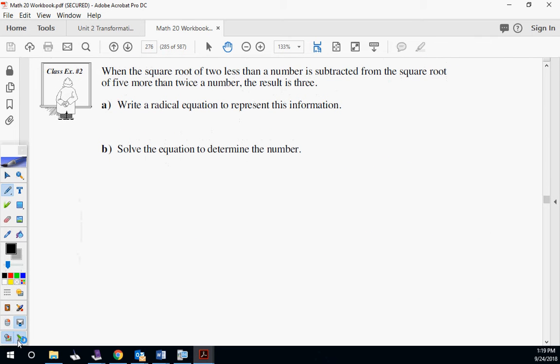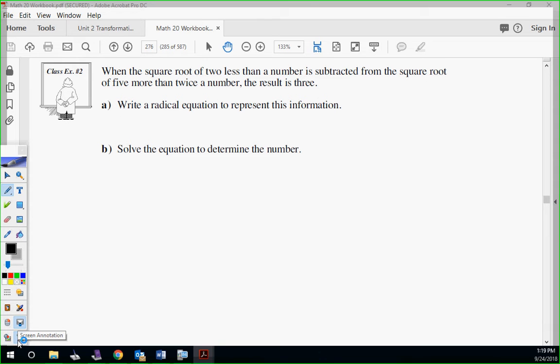Okay, so this one's just about comprehending the question. I know that's not the fun part here, but it says the square root of 2 less than a number. 2 less than a number, that's x minus 2, right? We don't know what that number is, 2 less than it. Is subtracted from the square root, so I want to write square root of x minus 2 subtracted from the square root of 5 more than twice a number. The result is 3.